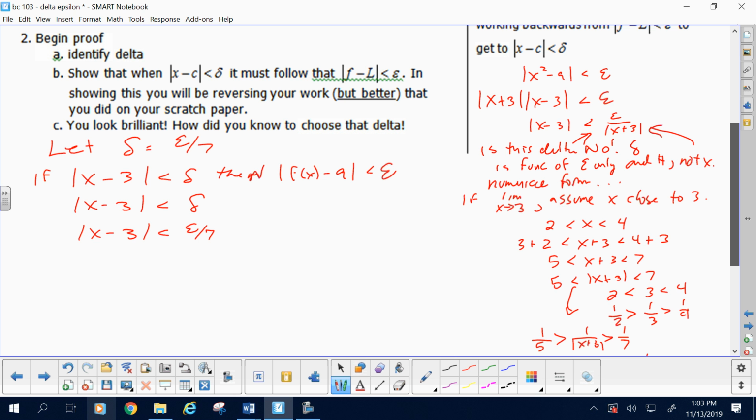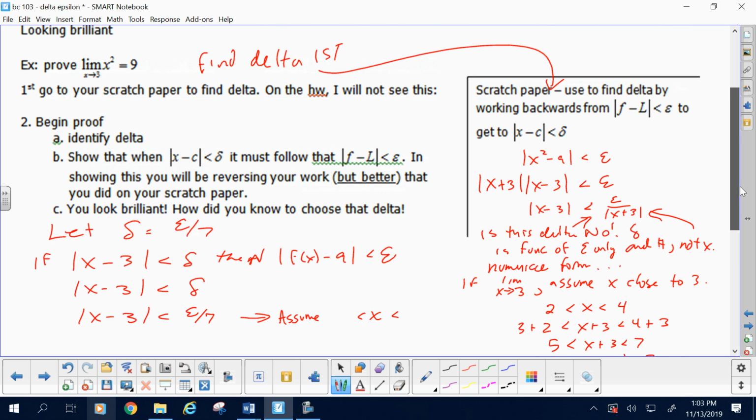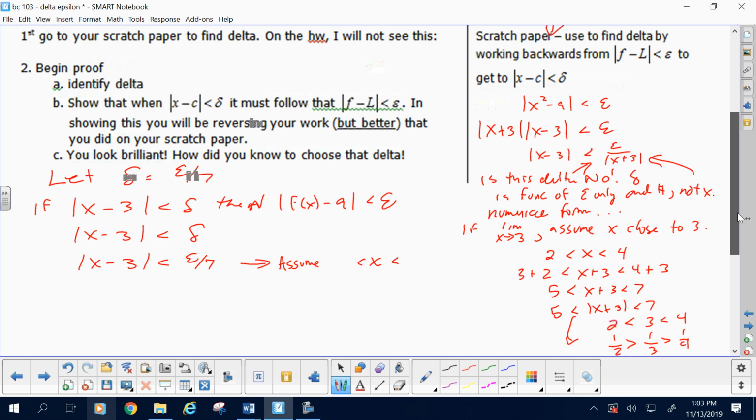Now, here's where we take what's called a corollary. We go off to the side and make a little side note, side proof, okay? Footnote, if you like. Go off to the side. And now you're going to show them, let me show you where this epsilon over 7 is coming from. You start with communicating your assumption that x is close to 3, which is between 2 and 4.